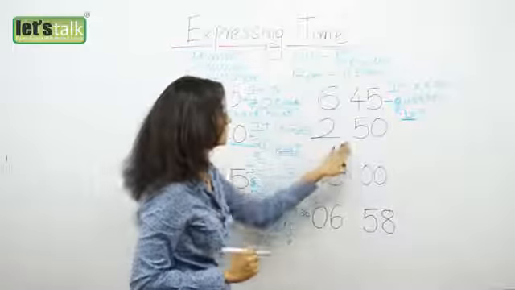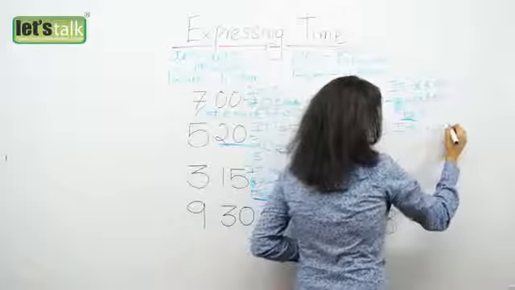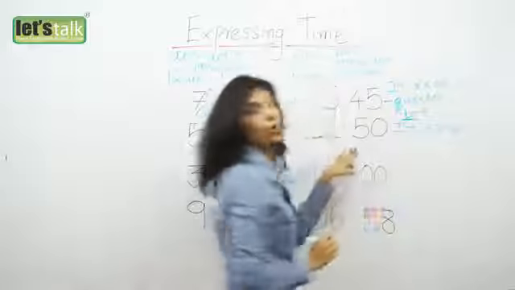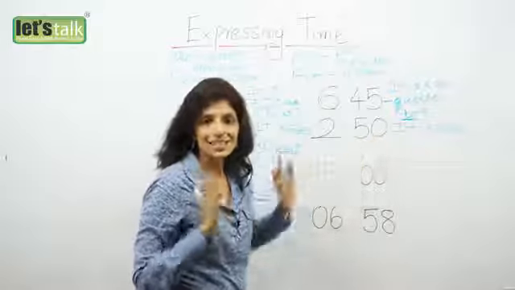All right, the next one, 2:50. It is 2:50, or now how many minutes are left to reach 3 o'clock? It is 10 to 3.